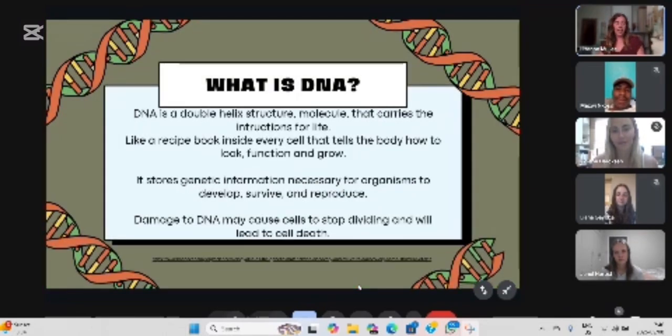So what is DNA? DNA is a double helix structure molecule that carries the instructions for life. Now, DNA is like a recipe book inside every cell that tells the body how to look, how to function, and how to grow. It stores genetic information necessary for organisms to develop, survive, and reproduce. Damage to DNA can cause cells to stop dividing and will lead to cell death.